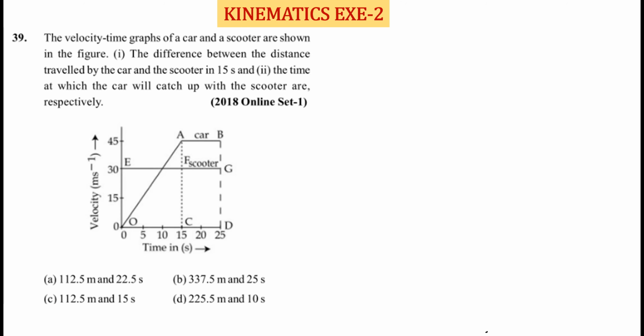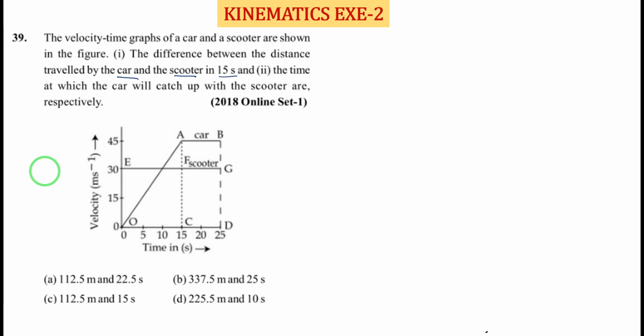So in question number 39, there is a graph given for velocity and time for scooter and car. Okay. The difference between the distance traveled by car and scooter in 15 seconds, that we have to find, and then the time when the car will catch up the scooter. So to catch up the scooter, distance traveled has to be equal for both.